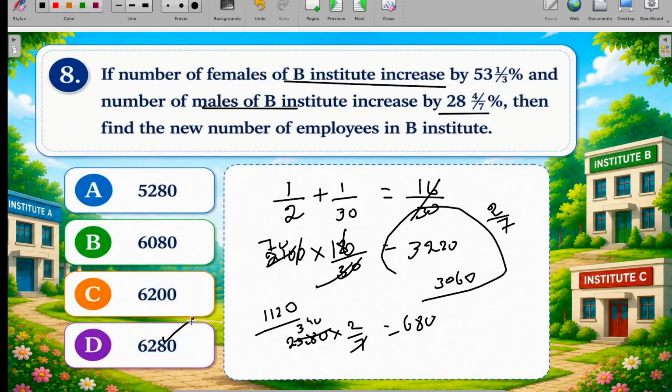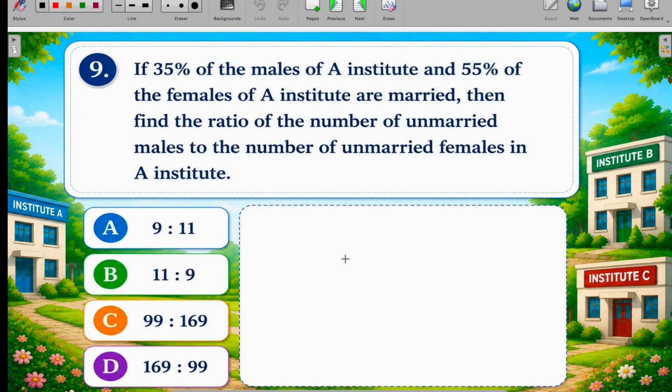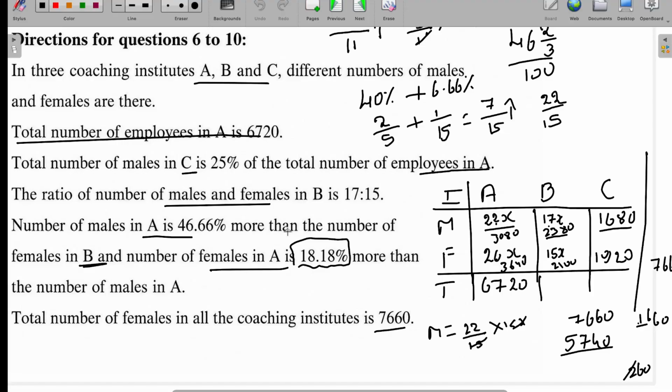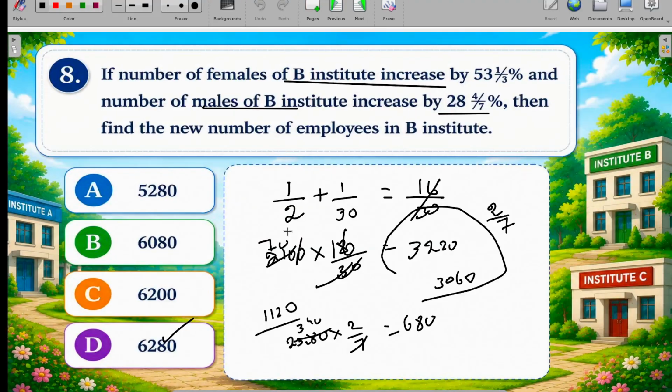So that is the way we have to solve this question. Next, if 35% of the males in A institute and 55% of the females in institute A are married, then find the ratio of the number of unmarried males to the unmarried females. You can write it directly as unmarried. 35% of males married means 65 percentage not married. Then 65 percentage of males directly. So what is the total population? I will take 3080.